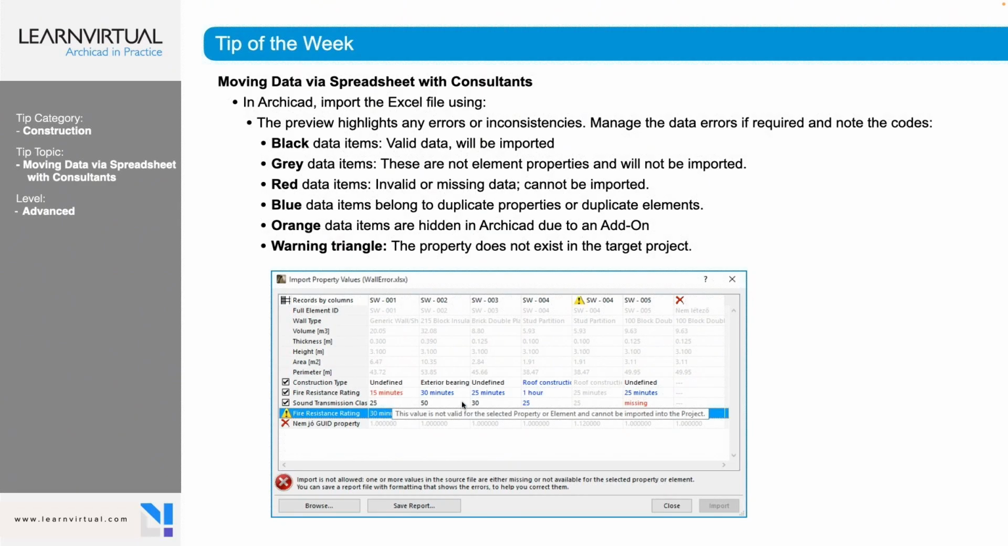If we have the blue right here, blue means that that is duplicated or a duplicated element from what you already have on your spreadsheet. If we have an orange, the orange data means that is hidden in Archicad due to an add-on. And our warning triangle here, that property does not exist in our target project. Okay, so we would need to go in and add the fire rating property in order for that to be used in Archicad.